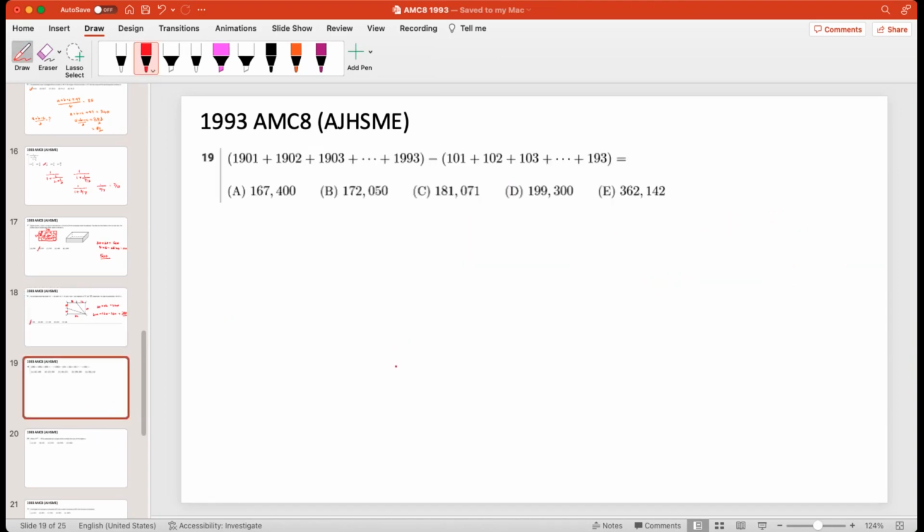Okay, 1901, 1902, 1903 and so on till 1993. So there are 93 numbers here, correct? Starting from 1 to 93, so we have 93 numbers here. Similarly, here it goes from 1 to 93. Now I'm going to subtract this from 1901. If I subtract 101 from 1901, and 102 from 1902, this is going to become 1800. This is going to become 1800. So on and so forth.